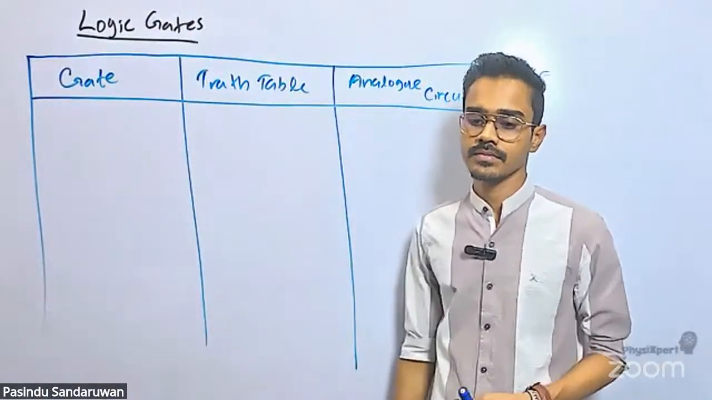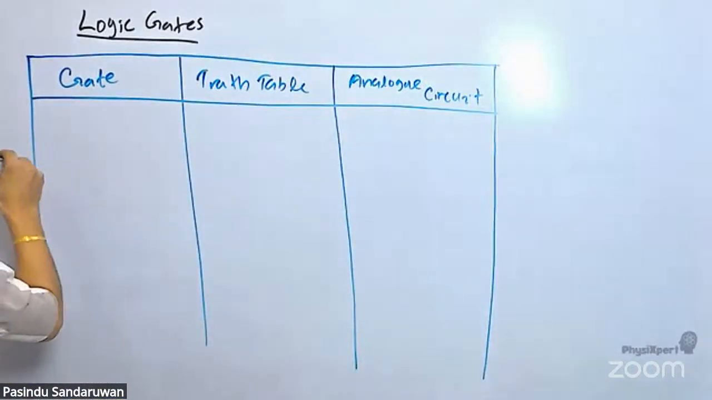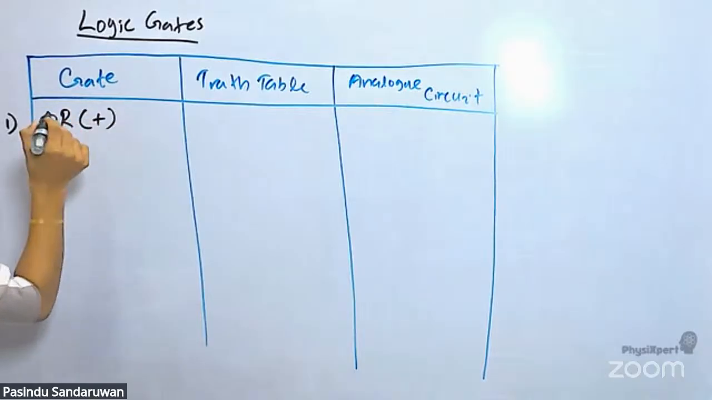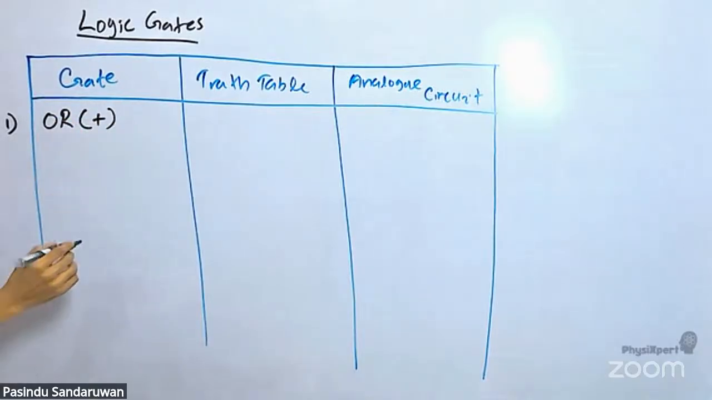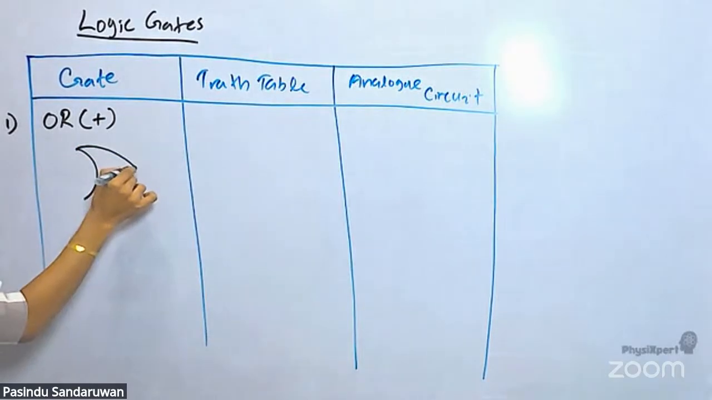Right? So let's see one by one. First one, OR gate. Capital O R. So we know the function of OR is plus. This is the symbol here. We make a symbol to represent this graphically. Right? This is a symbol.